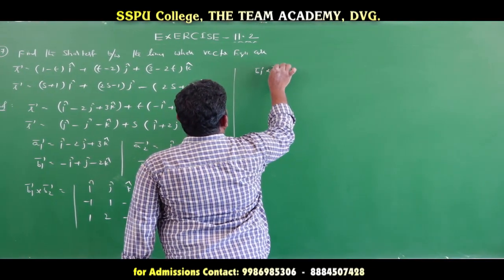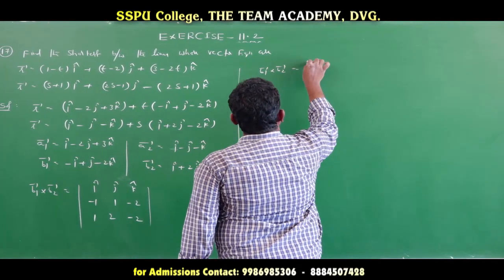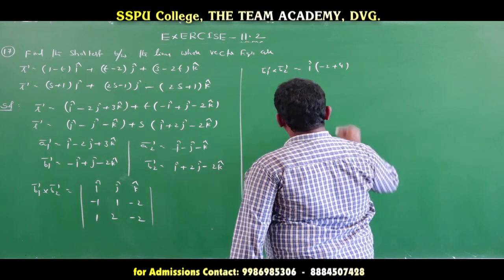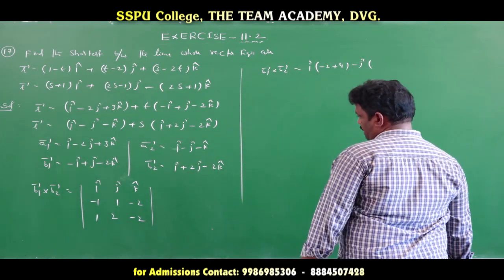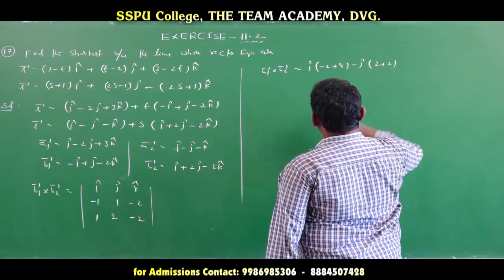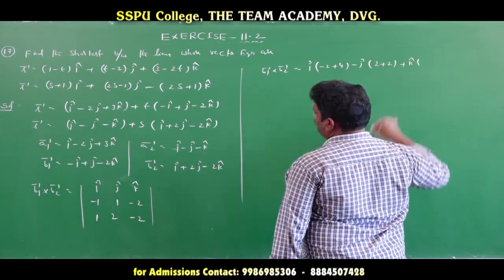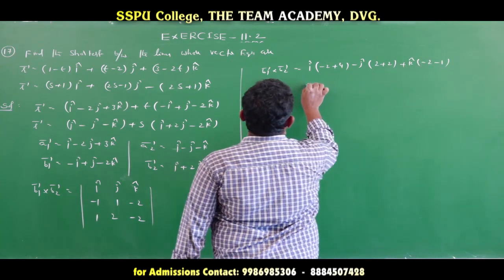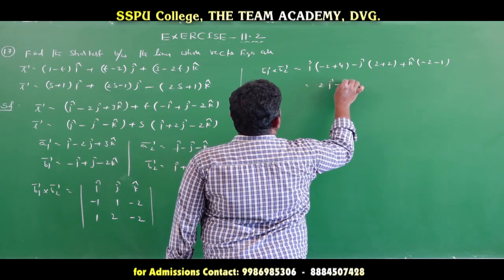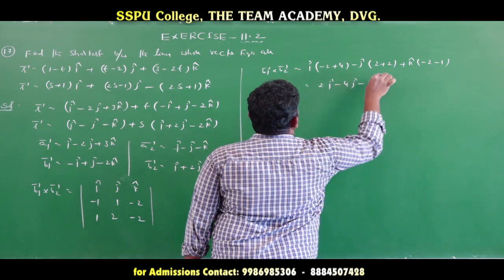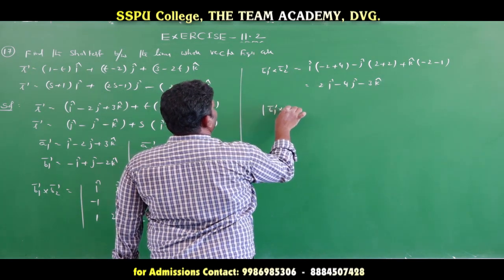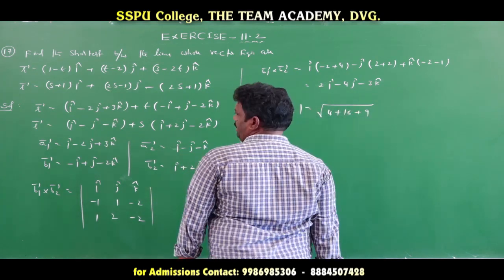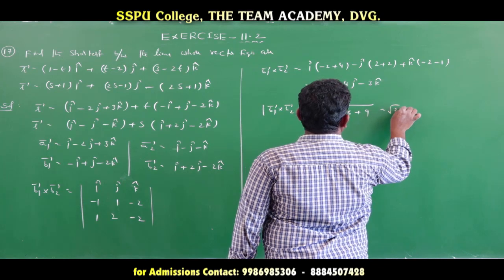b1 bar cross b2 bar is equal to i cap into, so 1 into minus 2, minus 2. Minus into minus plus 4. Next minus j cap into minus plus 2 and plus 2, plus k cap into k cap is equal to minus 2 minus 1, minus 2 minus 1, that is equal to 2 i cap minus 4 j cap minus 3 k cap. So magnitude of b1 bar cross b2 bar is equal to square root of 4 plus 16 plus 9 value. So this value is equal to root 29.